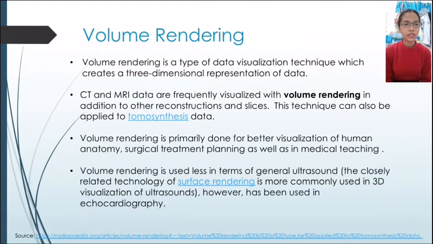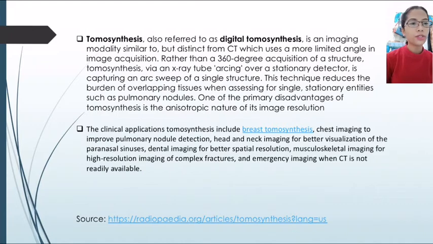Volume rendering is used less in terms of general ultrasound. The closely related technology of surface rendering is more commonly used in 3D visualization of ultrasound, however volume rendering has been used in echocardiography. Tomosynthesis, also referred to as digital tomosynthesis, is an imaging modality similar to but distinct from CT, which uses a more limited angle in image acquisition.